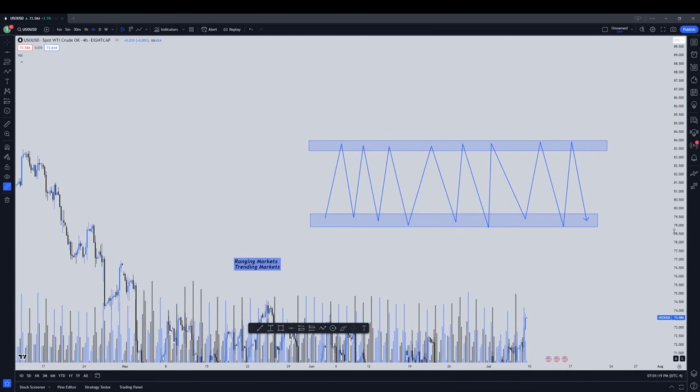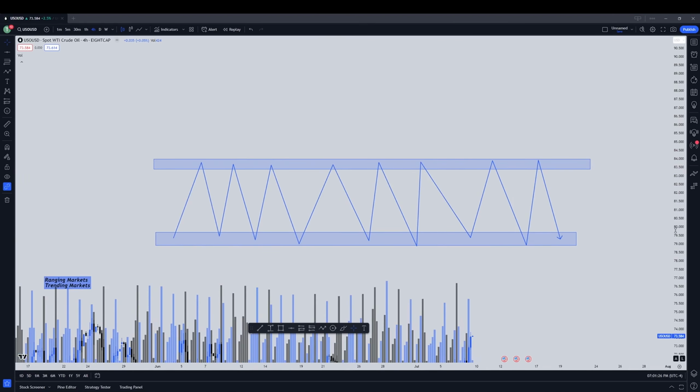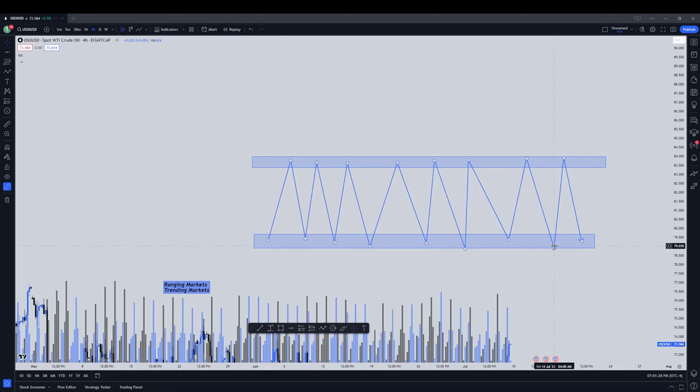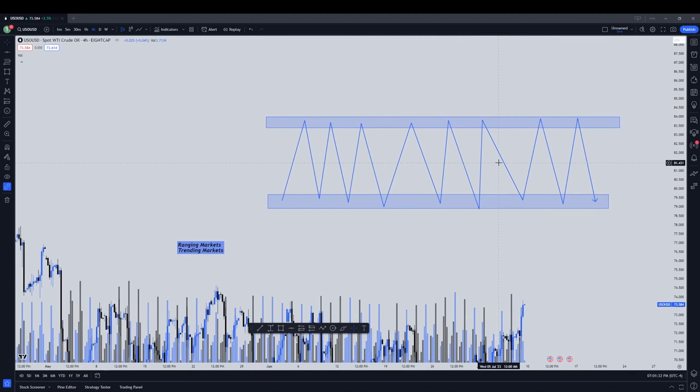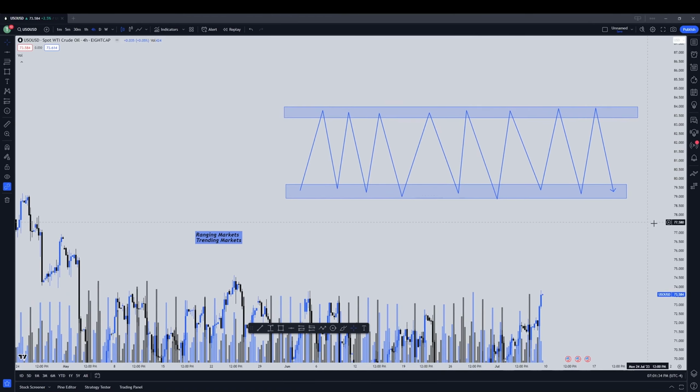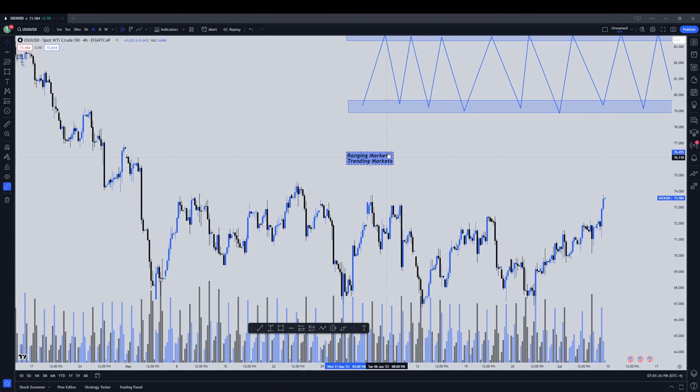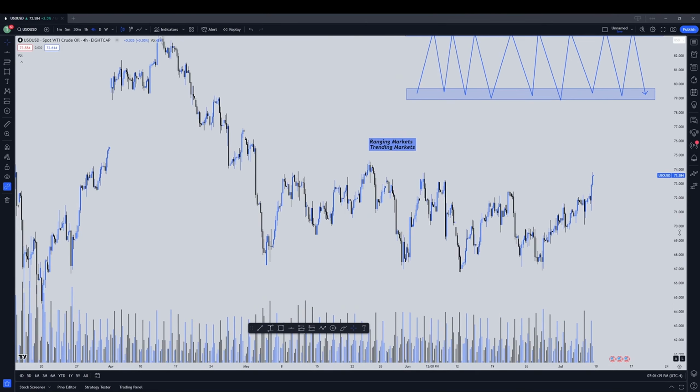In a ranging market, we can play both sides safely. Again, this does depend on each scenario. Each setup is going to be different, but from an overall perspective, we are able to play supply zones and demand zones just as equally with the equal bias. While when we are playing in a trending market, we want to go with the overall trend.